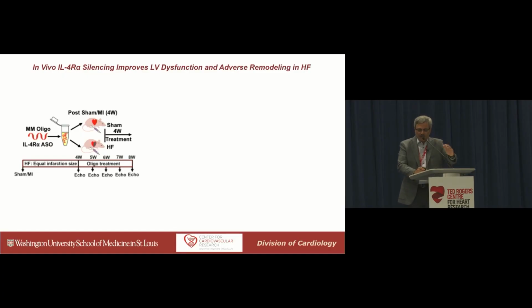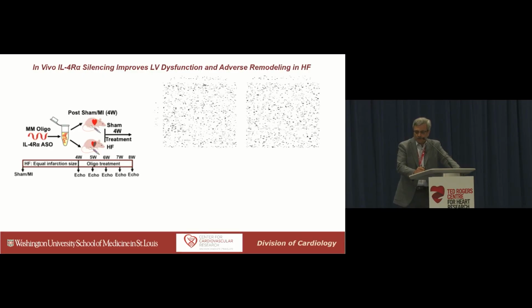failing heart. So here we used antisense technology, and we used antisense oligonucleotides directed against IL-4 receptor alpha and administered it in a mouse model with chronic ischemic cardiomyopathy. This is 4 weeks after myocardial infarction. This is heart failure, not after acute MI. And we delivered this on an every 3-day basis and followed the animals weekly.